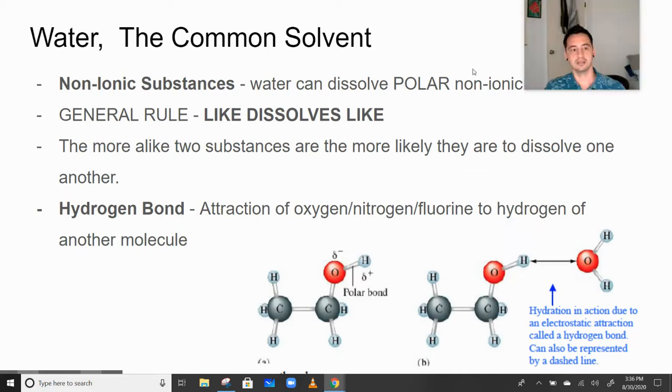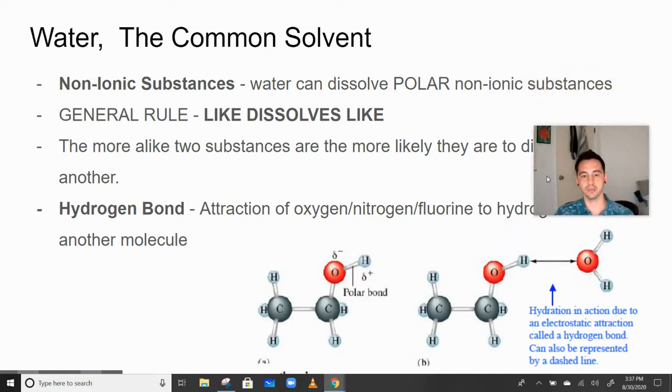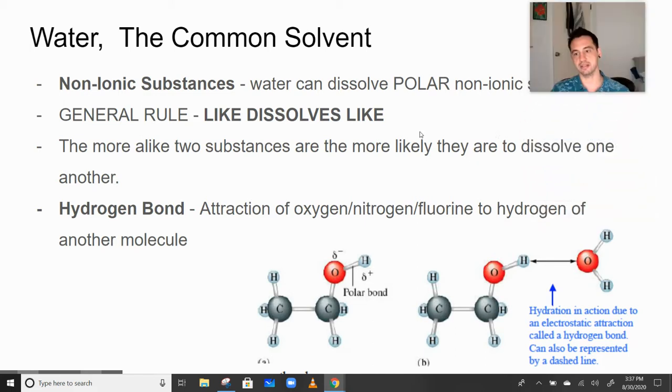Okay? So non-ionic substances, water can dissolve polar non-ionic substances as long as they have a positive end and a negative end. Okay? And they do dissolve some ionic solids, okay? But the general rule here is that like dissolves like. The more like the two substances are, the more they will dissolve one another, okay?